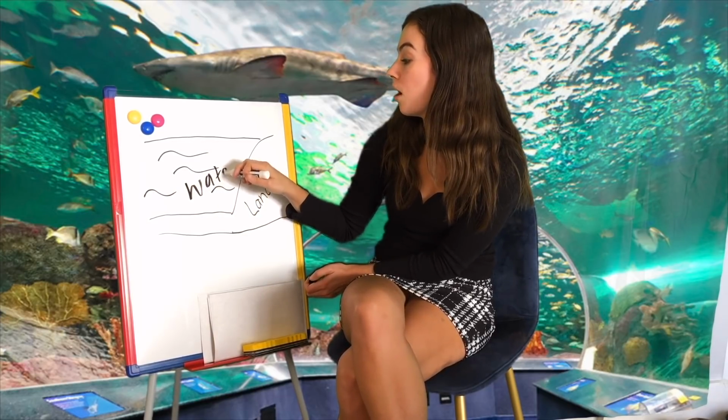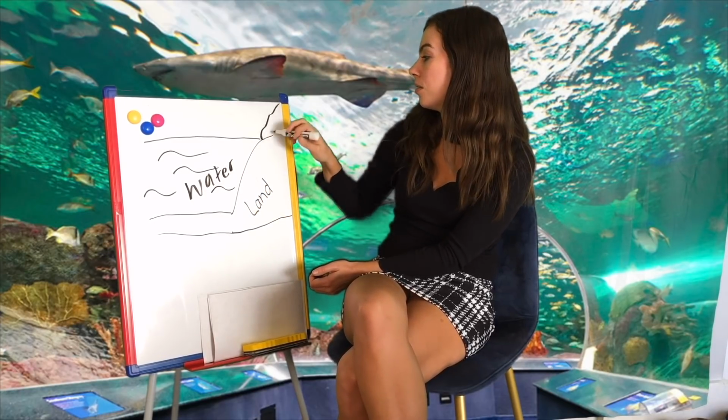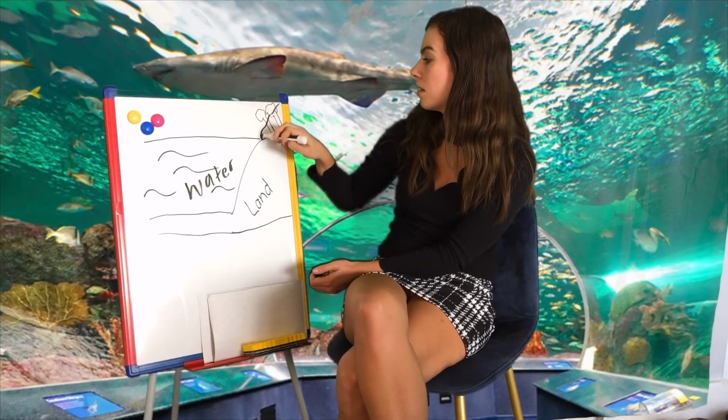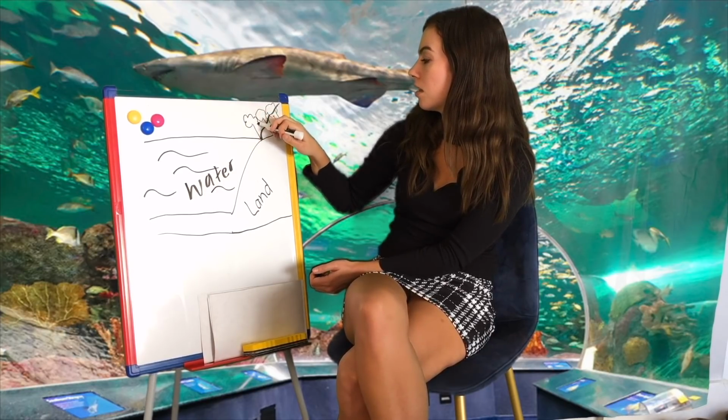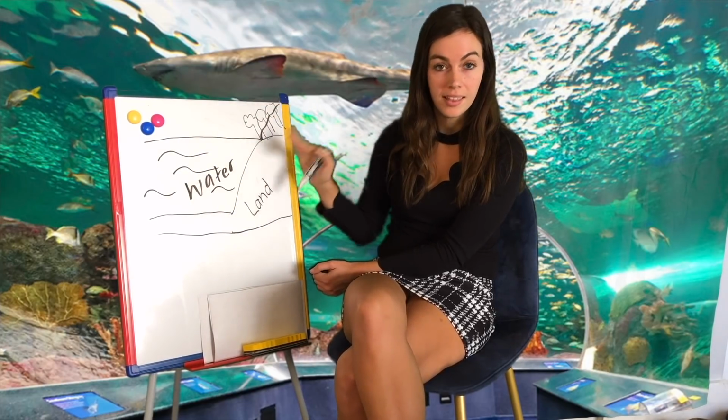So this is the water. So we got land and water. And then up here with the land, trees. So we have some trees there. So we're saying that this is the ocean.